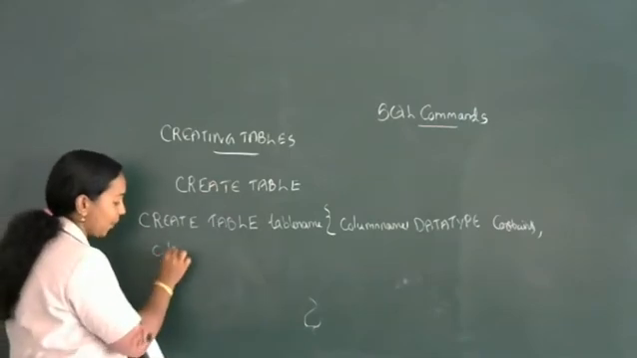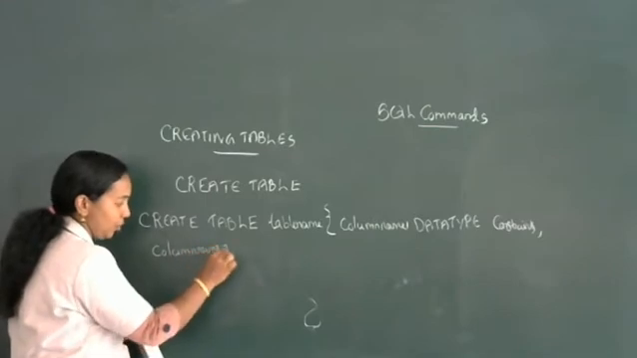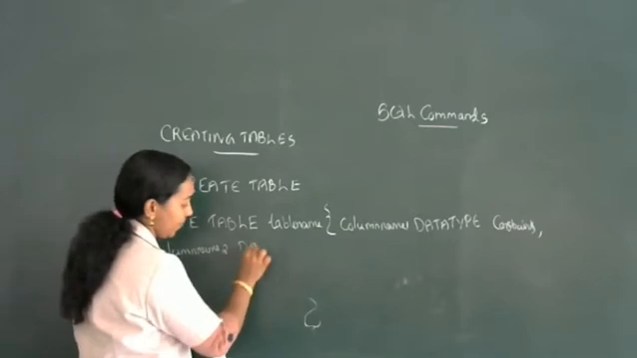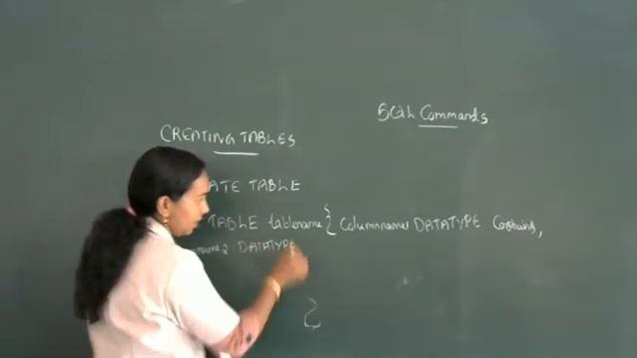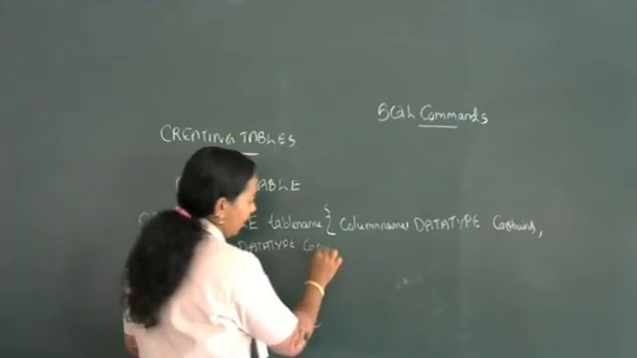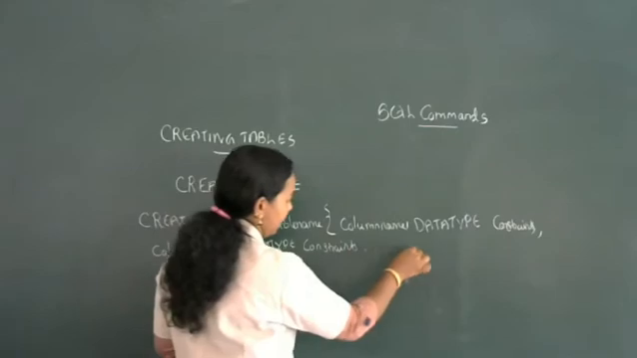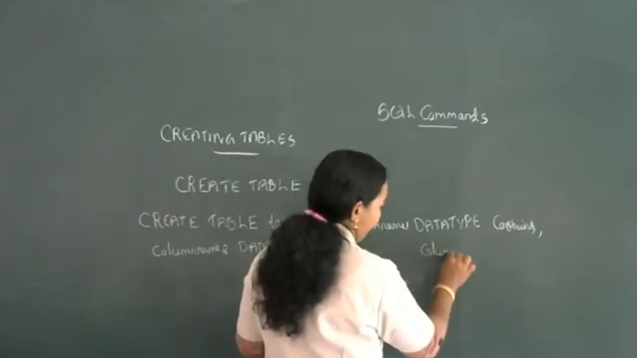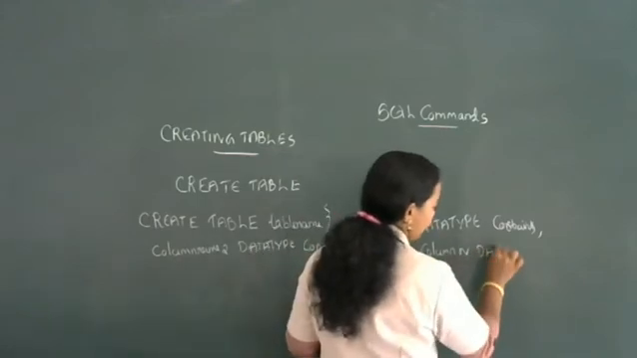Then column name 2, space, data type, constraints, etc., up to column n, data type.